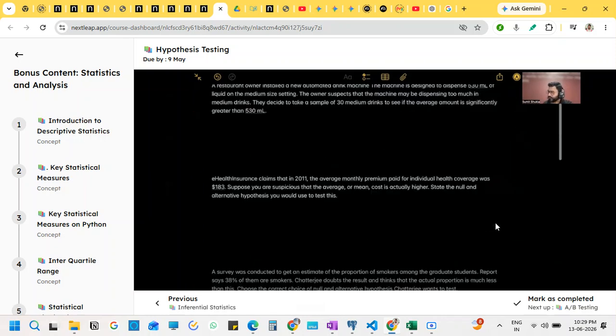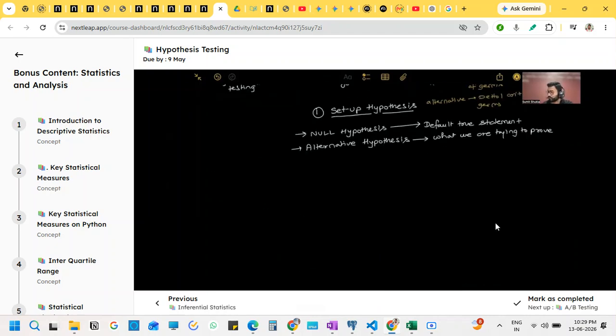Okay, before I tell you examples, let me tell you some rules. So there are some rules. When we draft the null and alternative hypothesis, there are some rules. Number one is the null and alternative are always opposite to each other. Basically, they will always be opposite to each other.